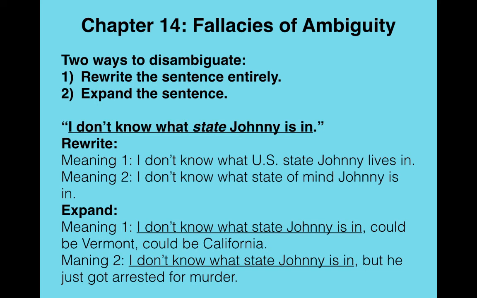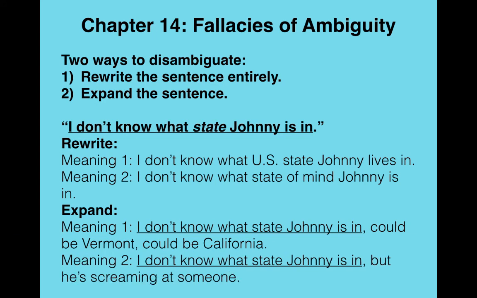A second way is to expand on the sentence. In expanding, we leave the sentence entirely intact, just like it is. I don't know what state Johnny is in. And then we expand on it by adding context. So to get the first meaning, where state means U.S. state, we might write, I don't know what state Johnny is in. Could be Vermont, could be California. And so the second way we might expand the sentence to show that we're talking about Johnny's state of mind would be again to leave the sentence intact. I don't know what state Johnny is in, but he's screaming at someone.